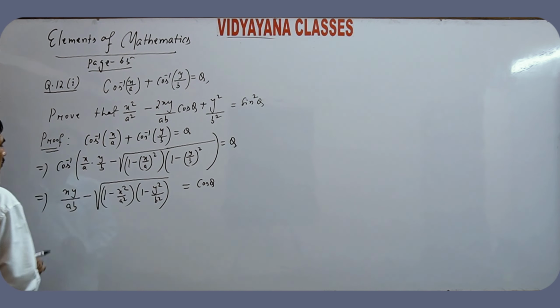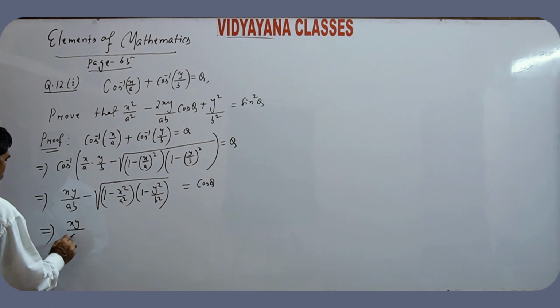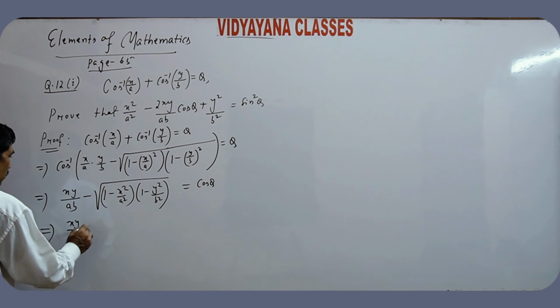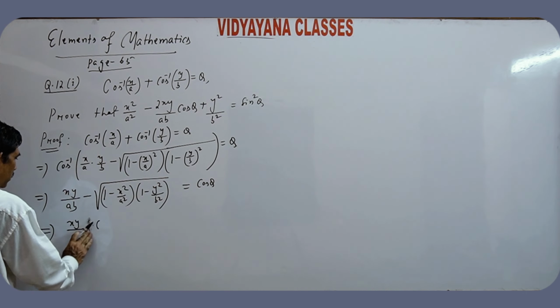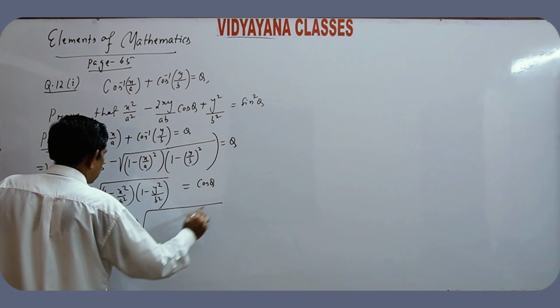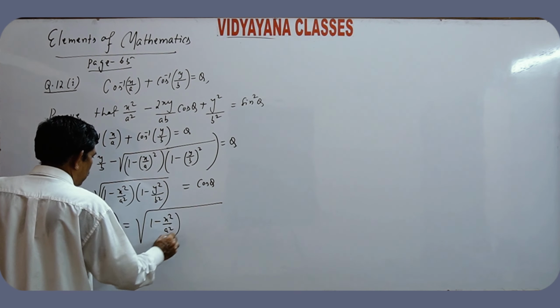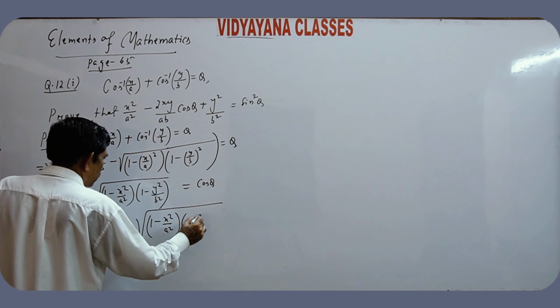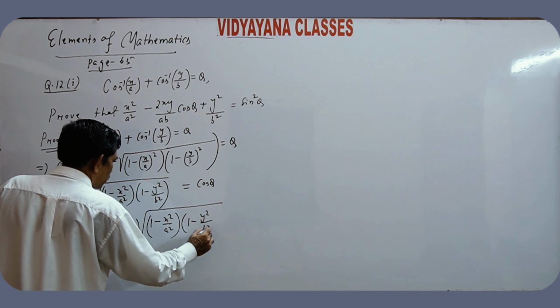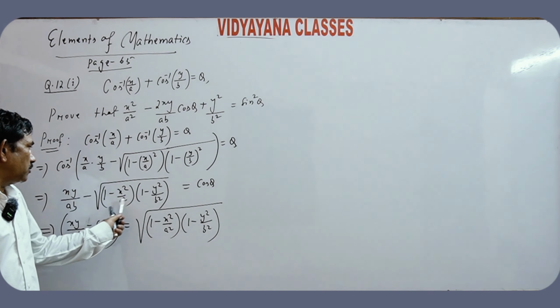This value is cos theta, which is the same as xy divided by ab plus cos theta minus cos theta is equal to square root of (1 minus x square by a square) into (1 minus y square by b square). This minus this is equal to this.